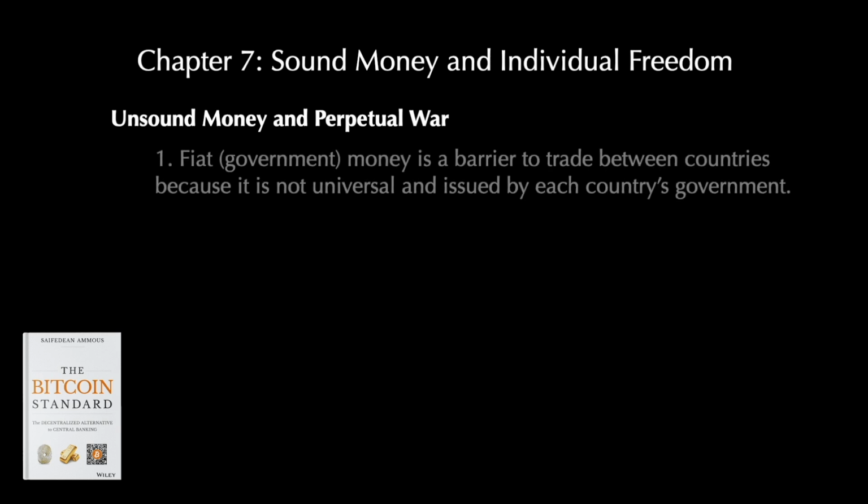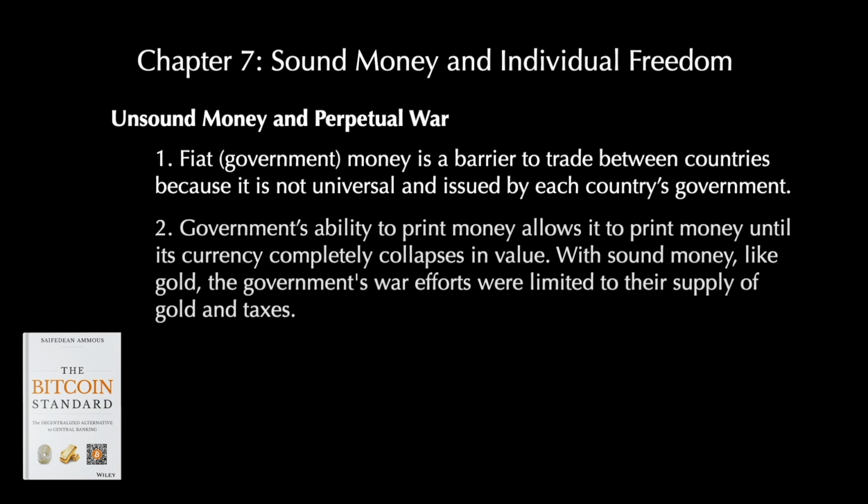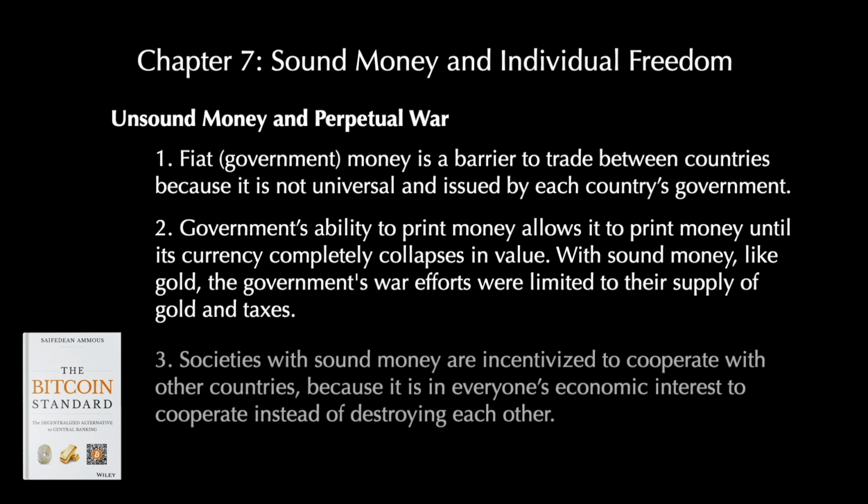Number one, fiat, or government money, is a barrier to trade between countries because it is not universal and issued by each country's government. Number two, government's ability to print money allows it to print money until its currency completely collapses in value. With sound money, like gold, the government's war efforts were limited to their supply of gold and taxes. Number three, societies with sound money are incentivized to cooperate with other countries because it's in everyone's economic interest to cooperate instead of destroying each other.